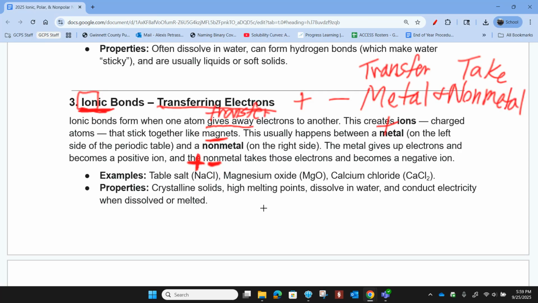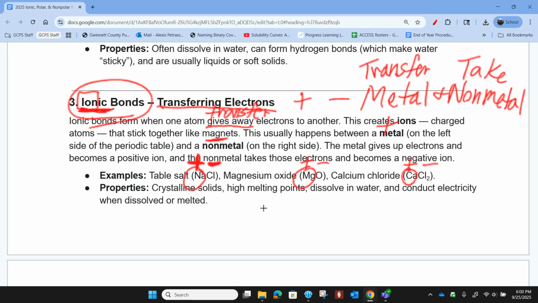All right, magnesium oxide, MgO. Magnesium is the metal, oxygen is the nonmetal. Calcium chloride, CaCl2, calcium is the metal. Cl2, which is two chlorides, is the nonmetal. So anytime you have a metal, it's always going to be an ionic bond.